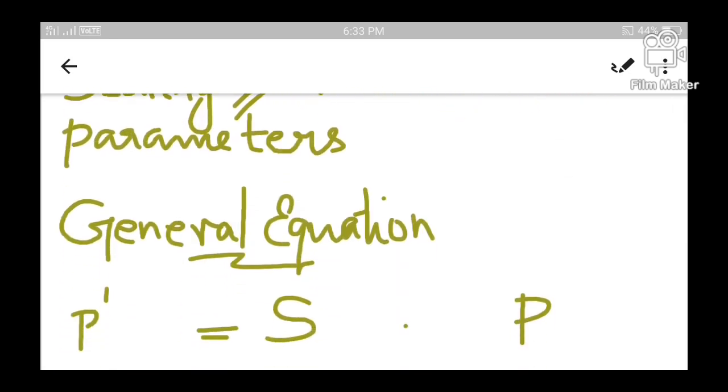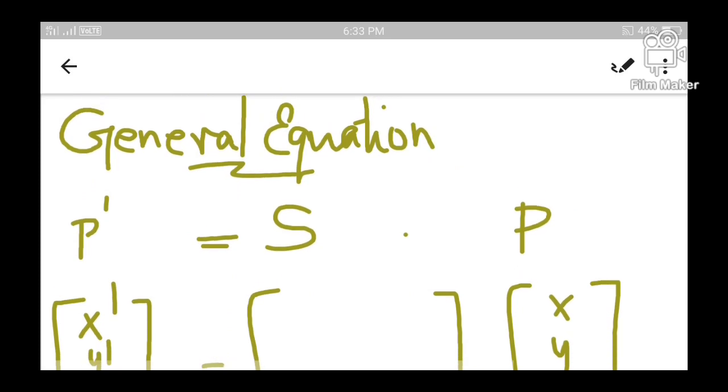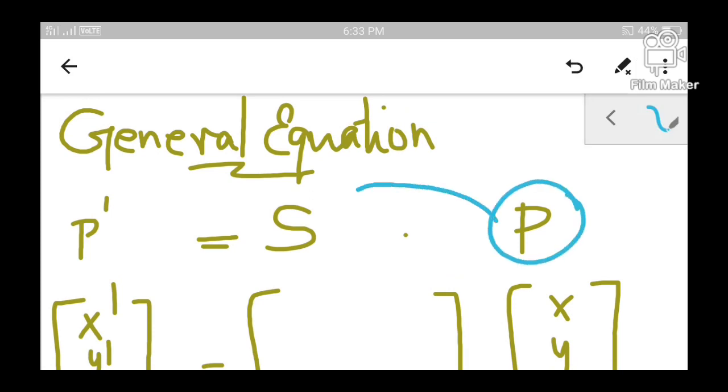Okay. Now let us proceed to the general equation. So what is the general equation? The general equation is P dash is equal to S into P. What is this P dash? P dash is the new point. What is S into P? S into P means the initial point is scaled to get P dash. That means every point can be scaled to get its new value. So typically P is scaled to obtain P dash.